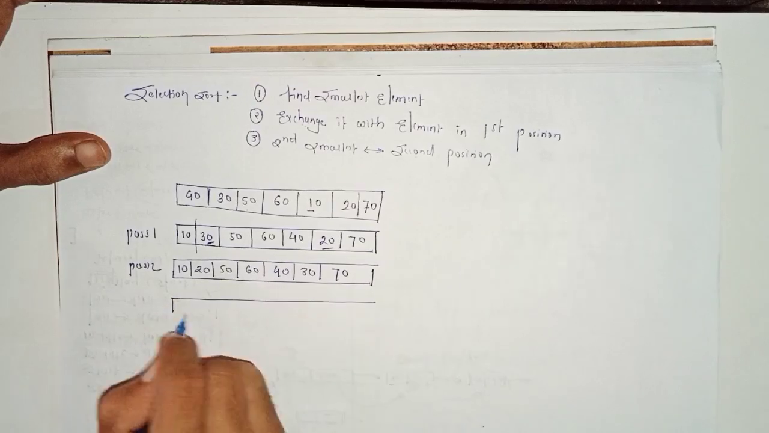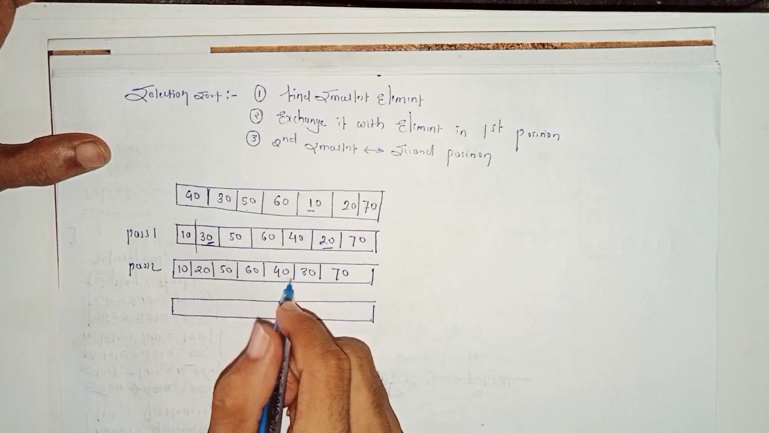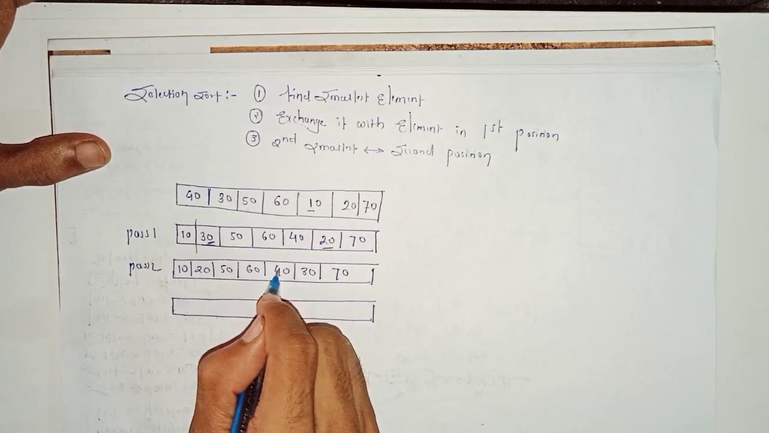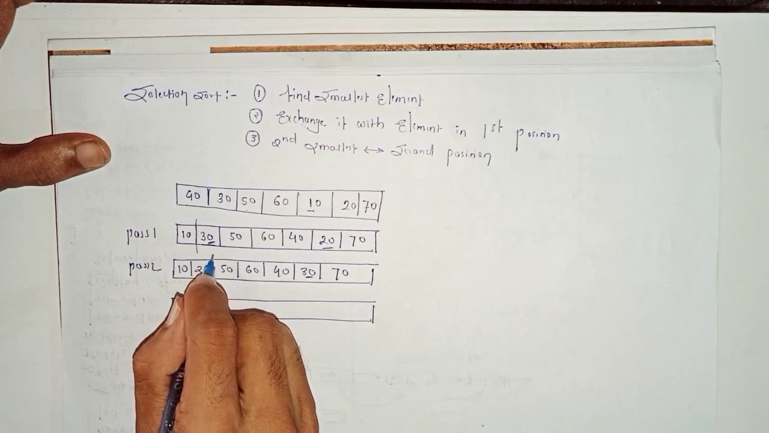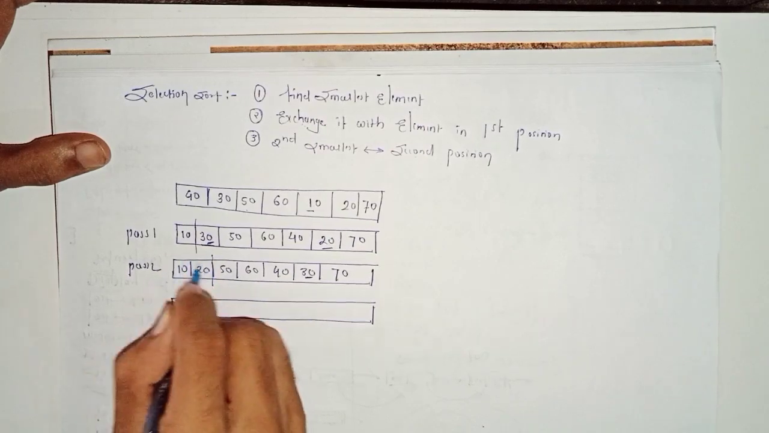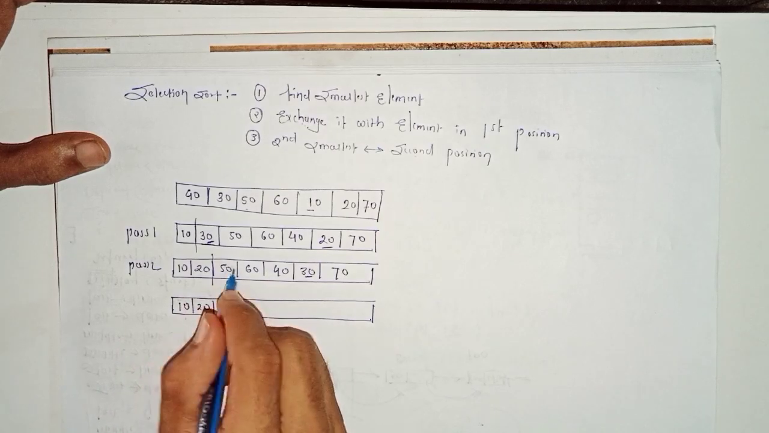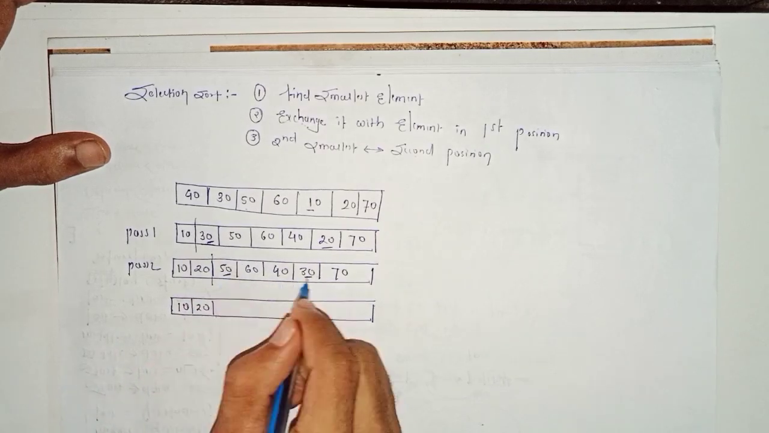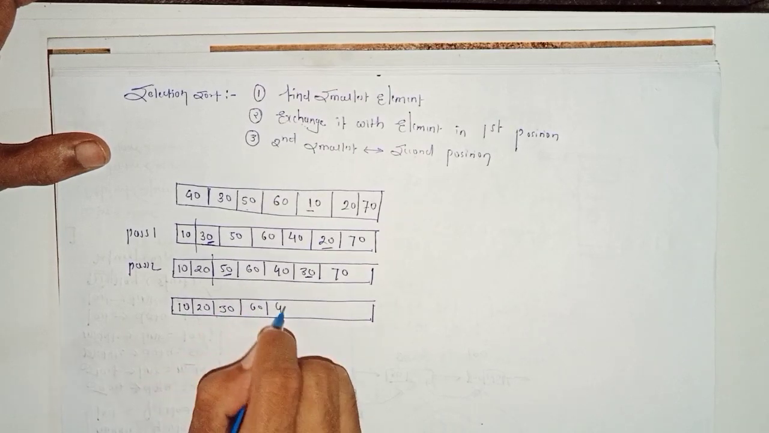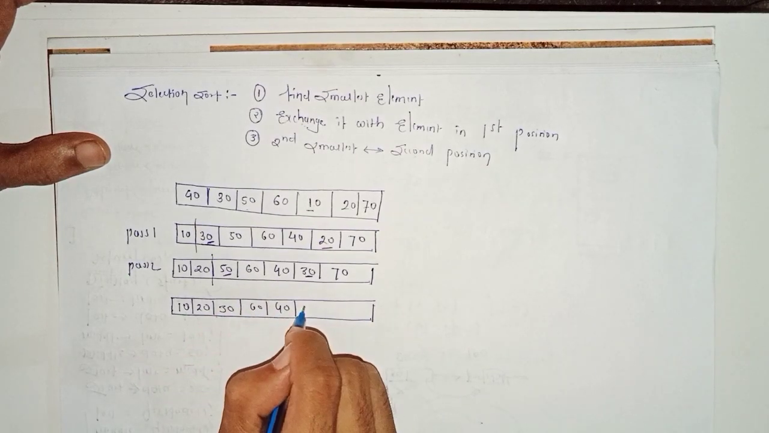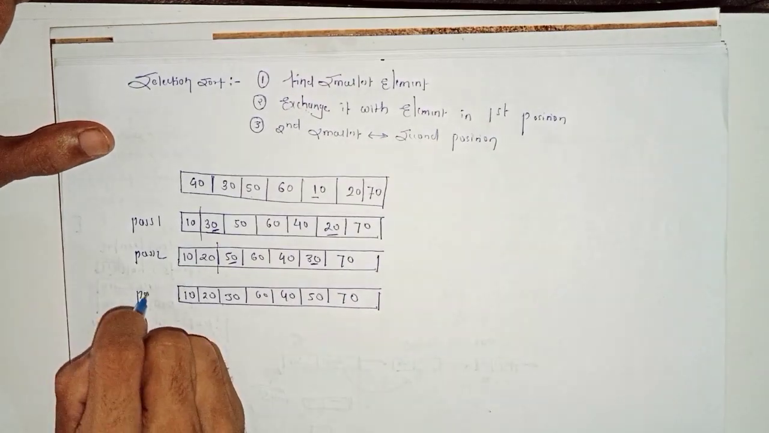Now our third pass or iteration: again I will find the smallest element, that is 30. Up till here the array has already been sorted, 20. So I will swap this and this position, that is 30 comes here, 60 will remain the same, 40, and here 50 will go, and 70. This is pass 3.